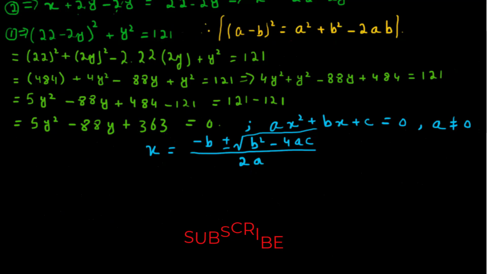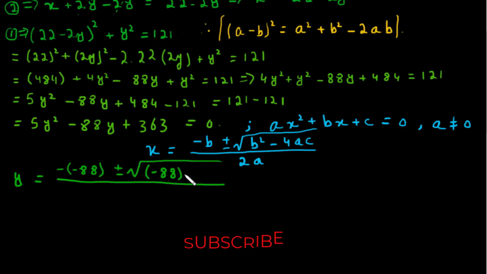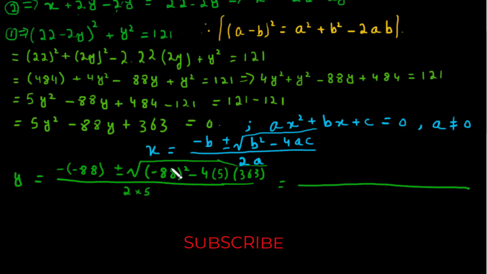So let me write it as y will be equal to minus b, so minus (minus 88), plus minus the square root of (minus 88) squared minus 4 times a times c, that is 5 times 363, divided by 2 times 5. This will give us 88 plus minus the square root of 88 squared, which is 7744, minus 5 times 4 times 363, which is 7260, divided by 10.